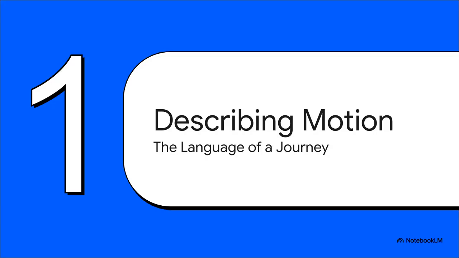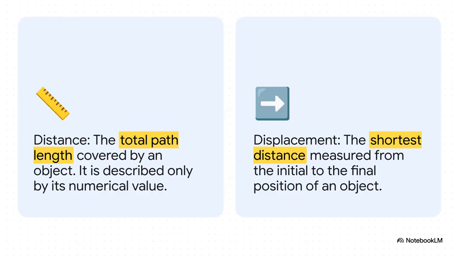So, if we're going to tell the story of a journey, any journey, really, from a road trip to a planet's orbit, we've got to learn the language first, the basic vocabulary. Okay, first up, we have two words that people mix up all the time: distance and displacement. They sound similar, but they're worlds apart.